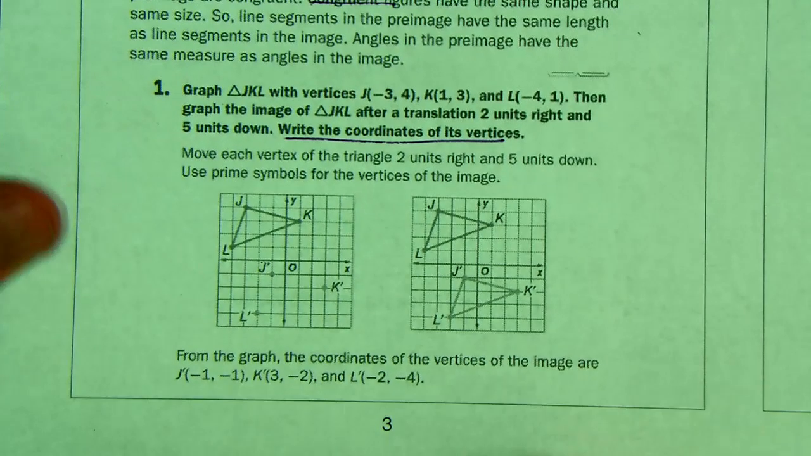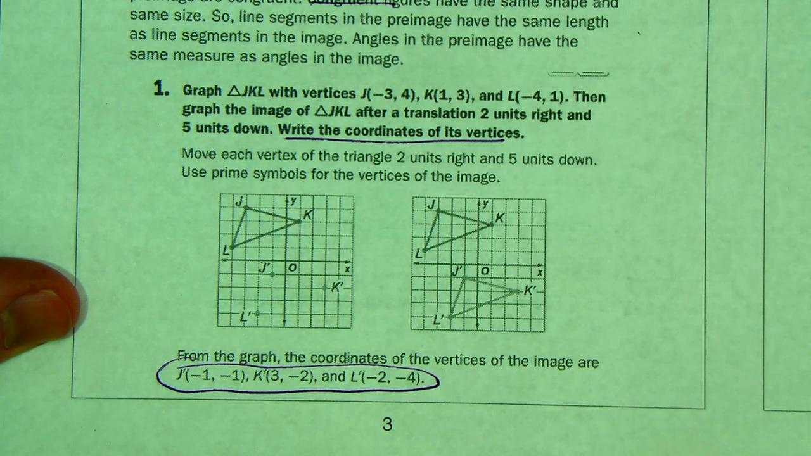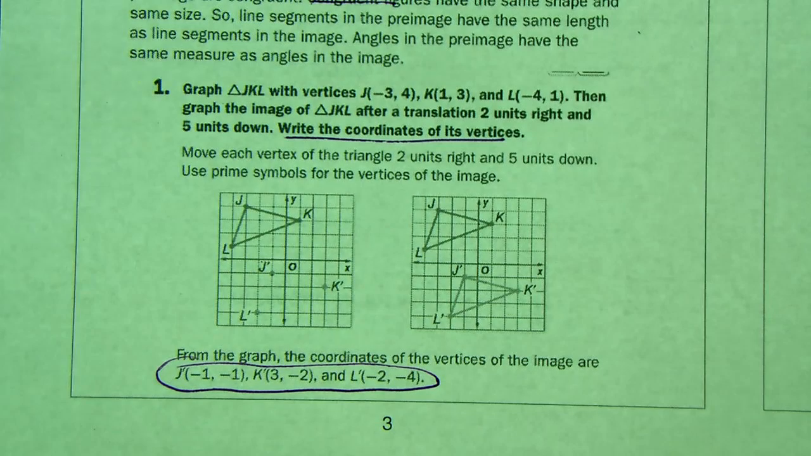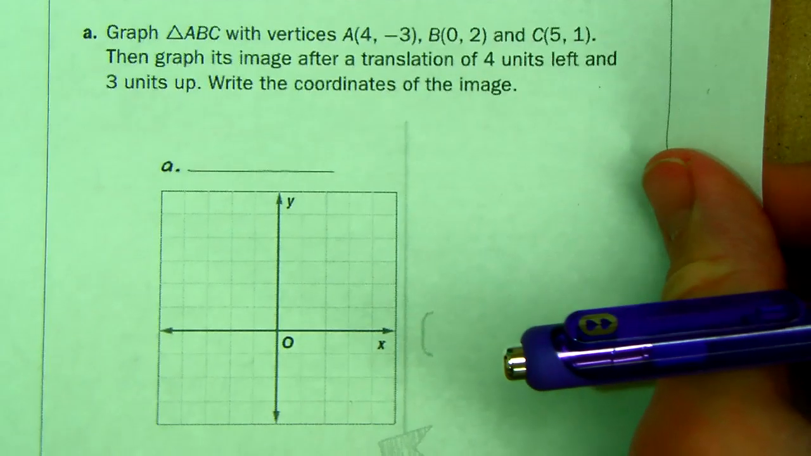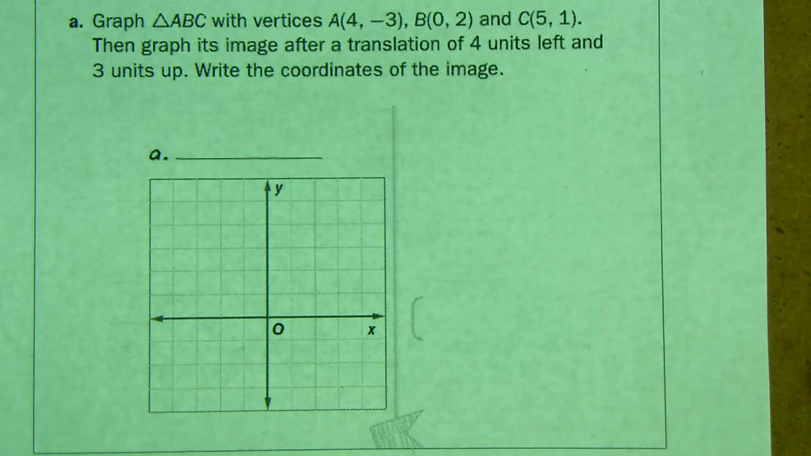Okay, so let's try one from ground zero, shall we? Here's an example. Slide 4 already. Graph ABC, where's vertices? There they are. So let's plot that first. Then we're going to graph its image after the translation, and then we're going to write the new coordinates.